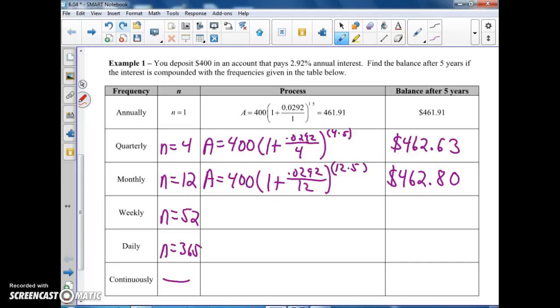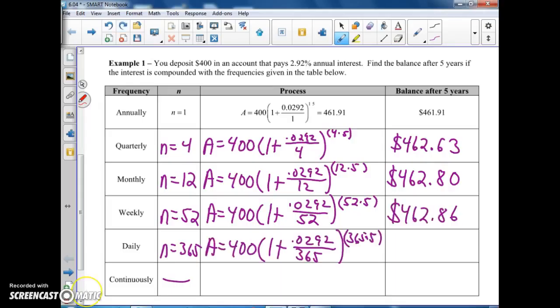Okay, now we're going to weekly. Same scenario, so now for N, you're going to put 52. Let's stick those in. So what do you guys get? 462.88. That's right. Good job. You got it. Now, does everybody understand so far how to do that? It's pretty simple to do.